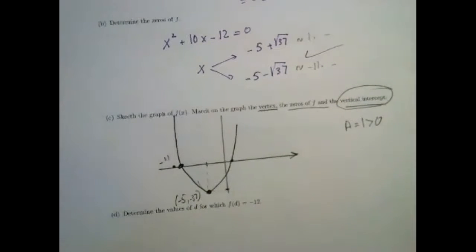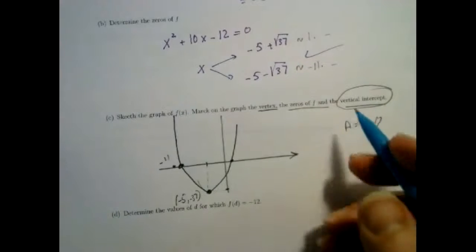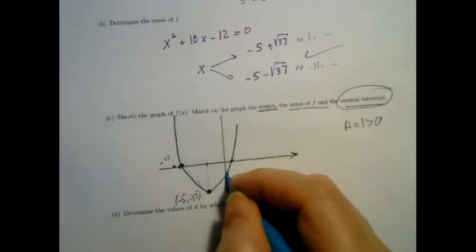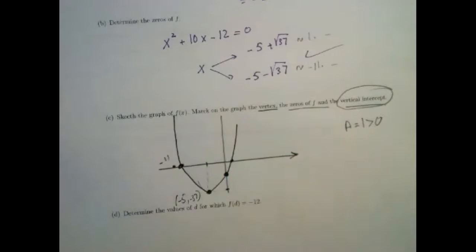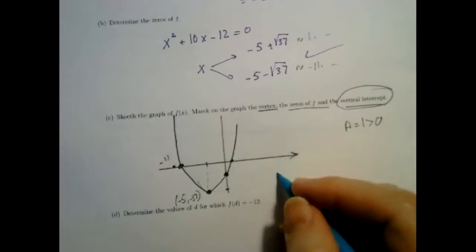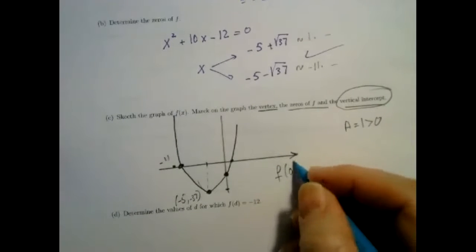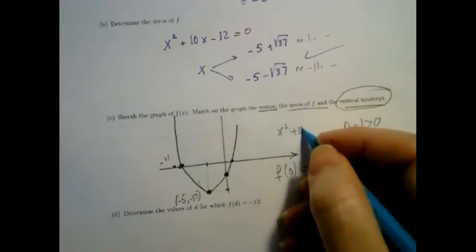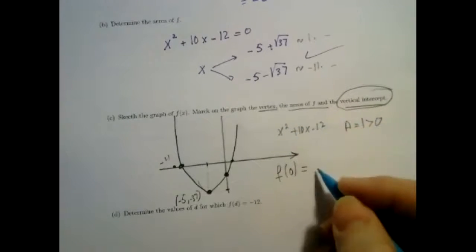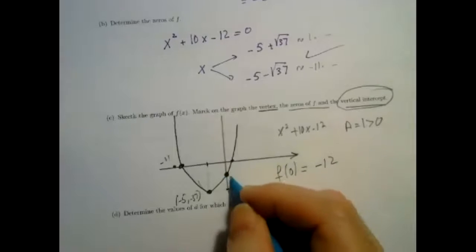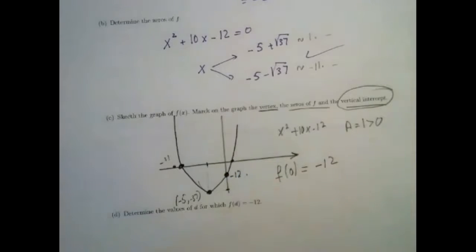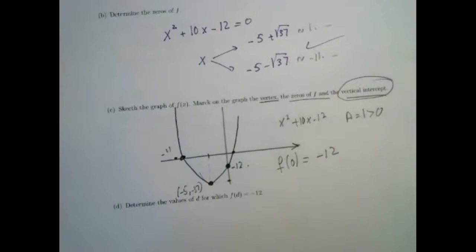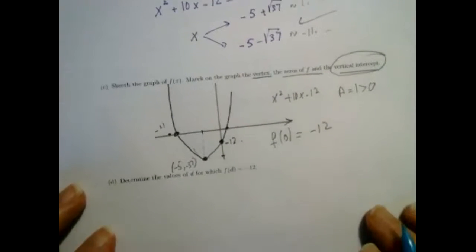Now the intercept. A lot of you couldn't get that. The vertical intercept means when the graph hits the y-axis. To find it, you just plug in 0 into the equation, x squared plus 10x minus 12. So you plug in 0, you get minus 12. It means this point here, that's the vertical intercept. Okay, so that's the kind of picture I want.